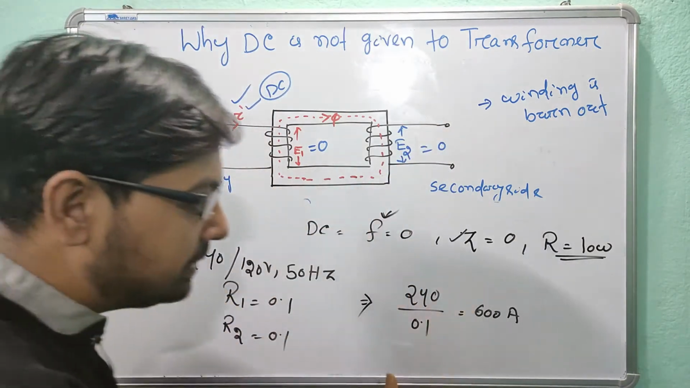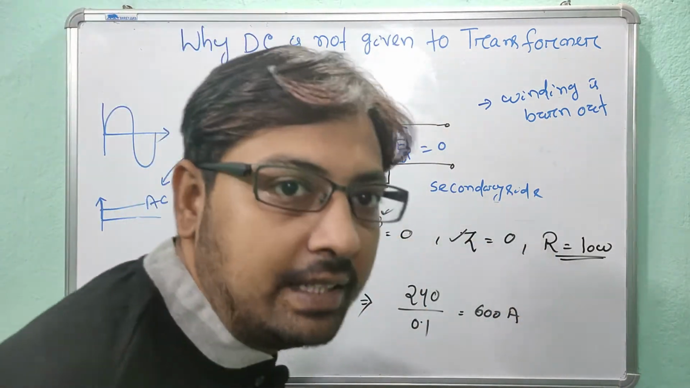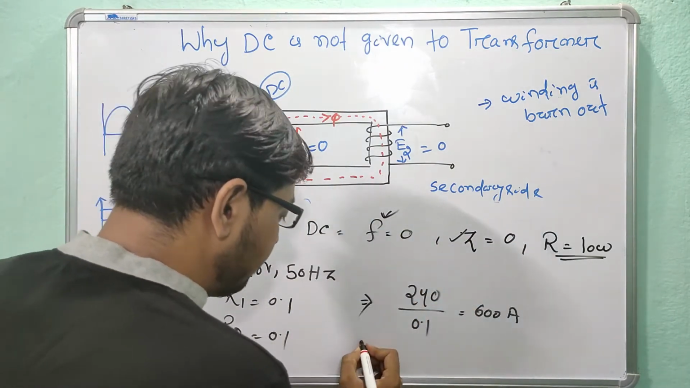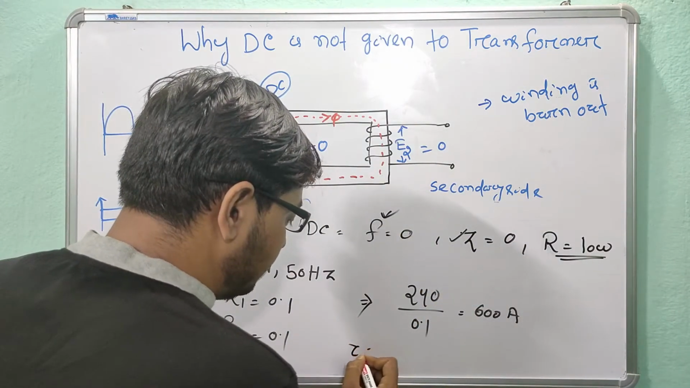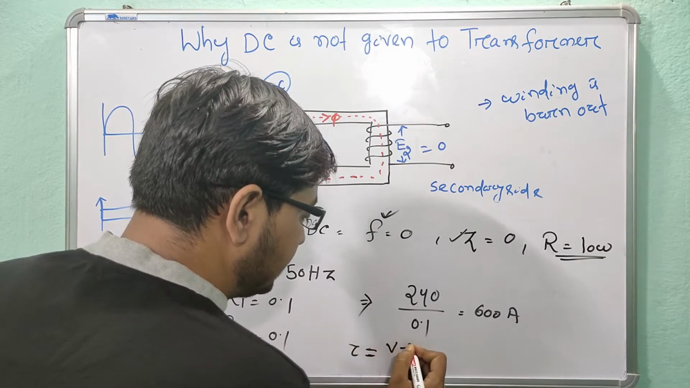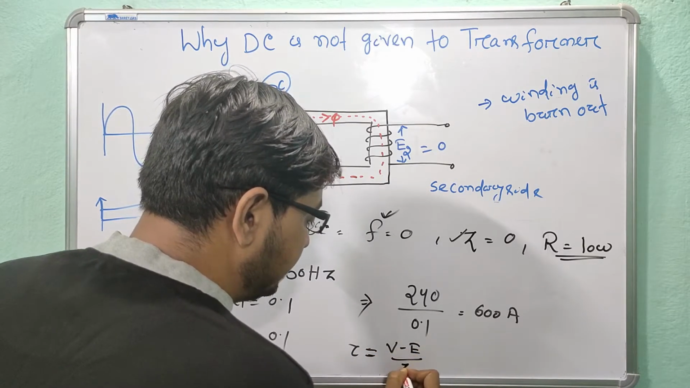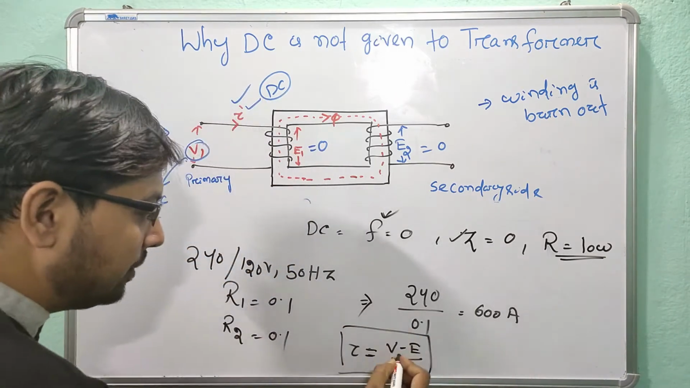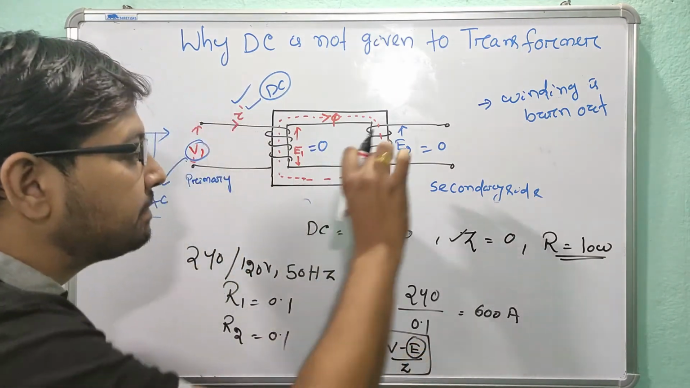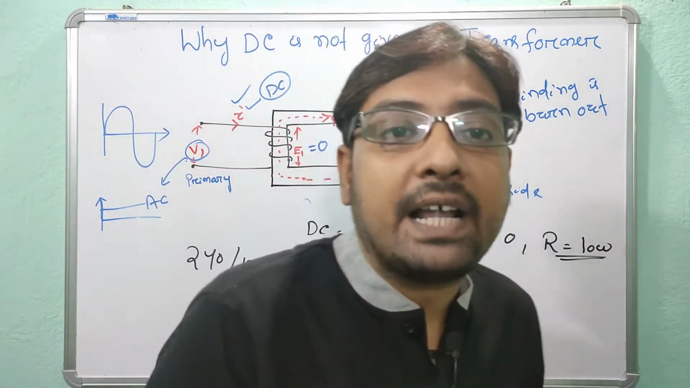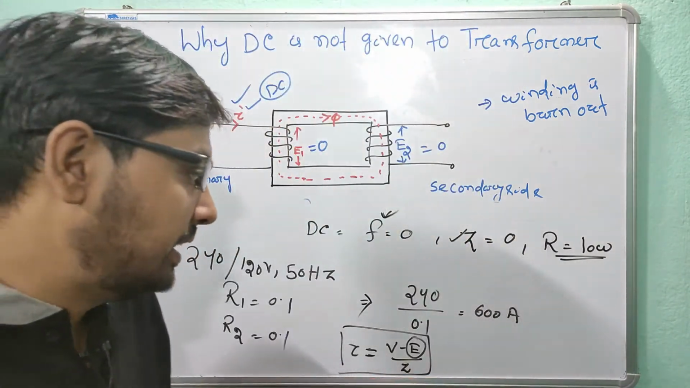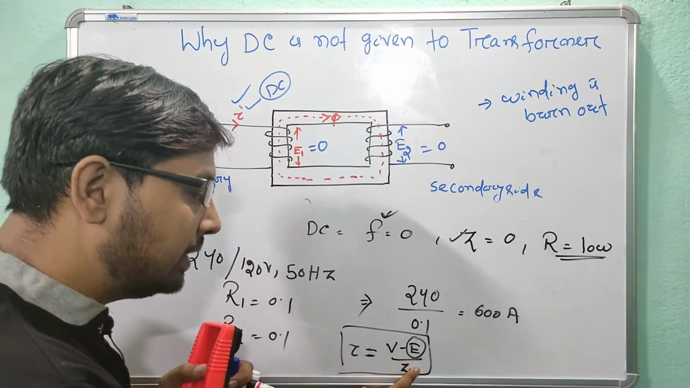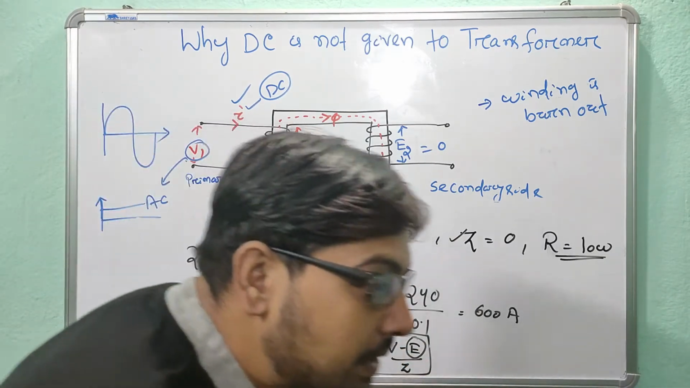So if high current is flowing, then it will burn the primary winding. So this is another point. The general equation is I = (V − E)/Z. This is my generalized equation. As you know, what is E? E is the EMF induced due to Faraday's law of electromagnetic induction. So if E is 0 and Z is very low, then heavy current will flow.